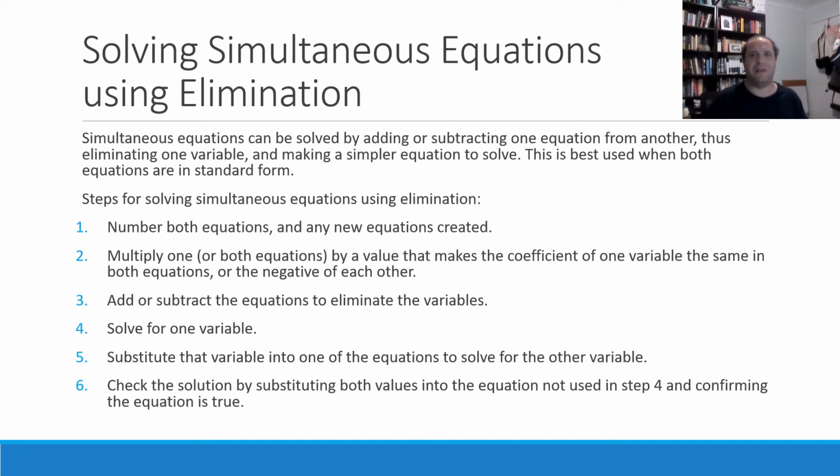Alright, so for solving simultaneous equations using elimination, what we're doing is adding or subtracting one equation from another, eliminating one variable, making it simpler to solve. Now this is best used when both equations are in standard form. As we've seen on the previous slide, we should remember what standard form is.